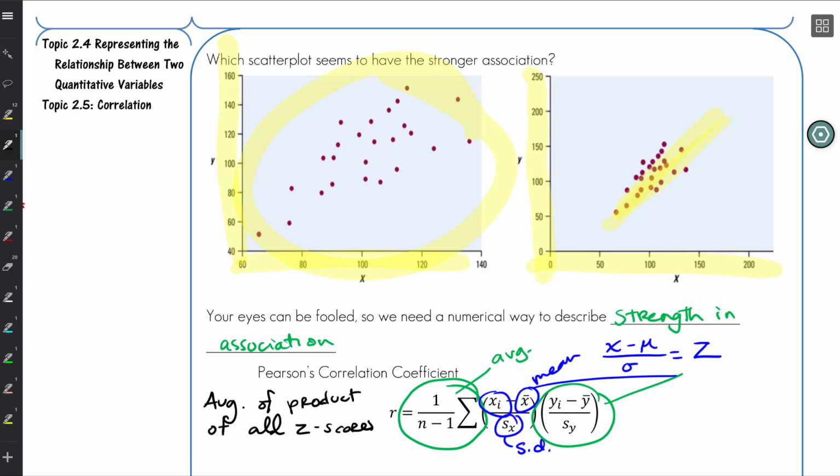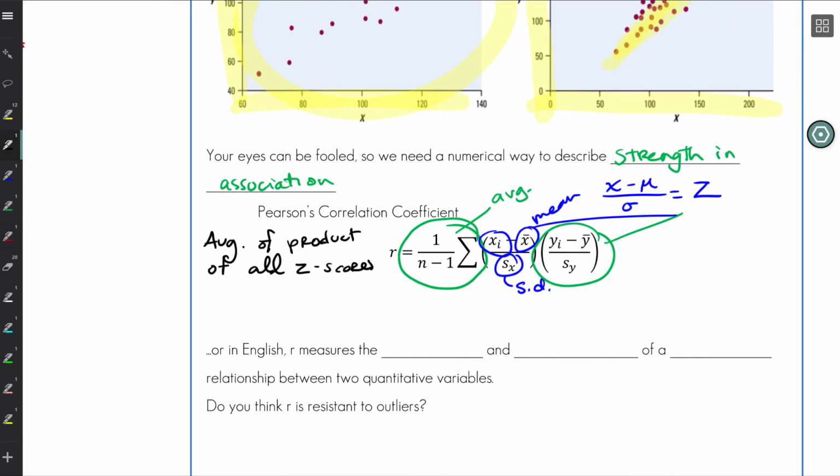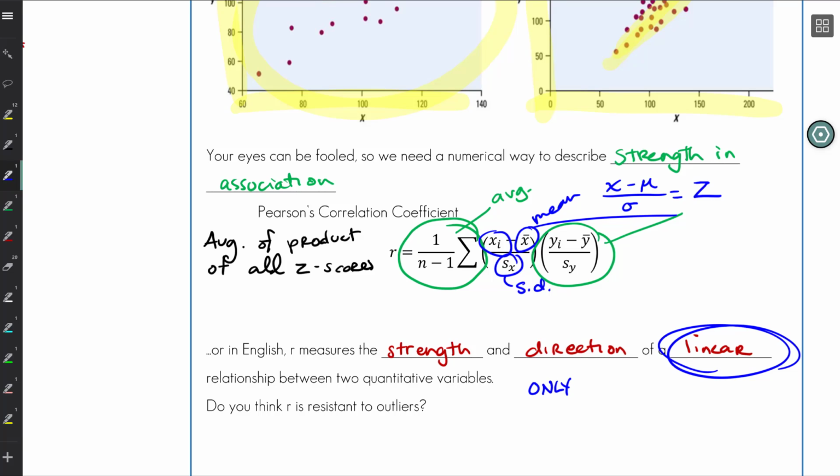Now that still isn't super clear mathematically what that's telling us. So let's try and define this in English terms. In English, R, the correlation coefficient, measures the strength and direction of a linear relationship between two quantitative variables. Now, super important about this is that this only works for linear relationships.